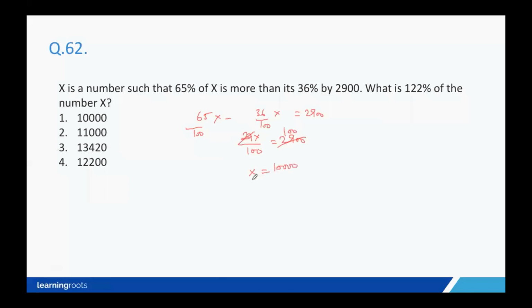So what is 122% of the number? 122% of the number will be 122 by 100 into 10,000, which is equal to 122,000. So answer option 4 will be the answer in this case. Moving on to the next one.